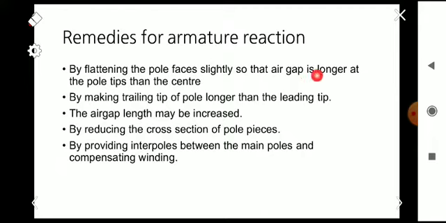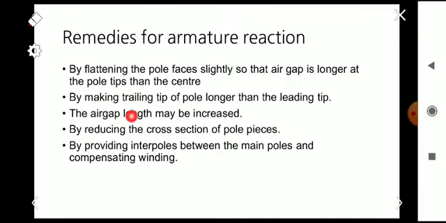If the reluctance in the air gap is increased, the armature flux will be reduced. The second method is by making the trailing tip of the pole longer than the leading tip. This will equalize the distribution of magnetic flux. Actually, in the leading pole tips the flux weakens, and in the trailing pole tips it will be strengthened. By doing so, that can be equalized.